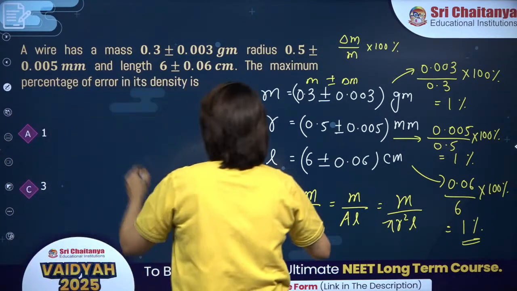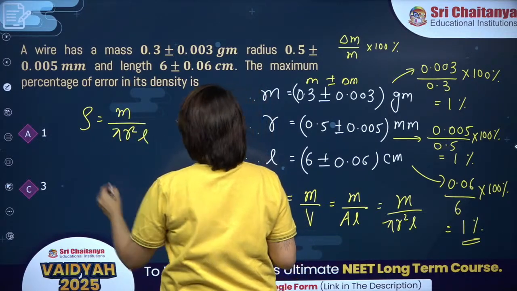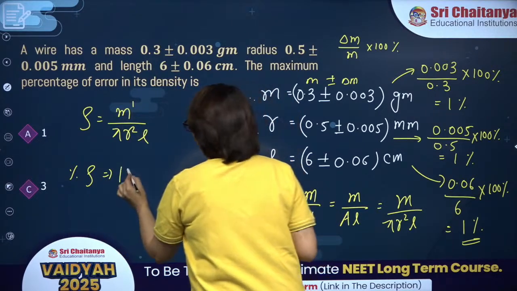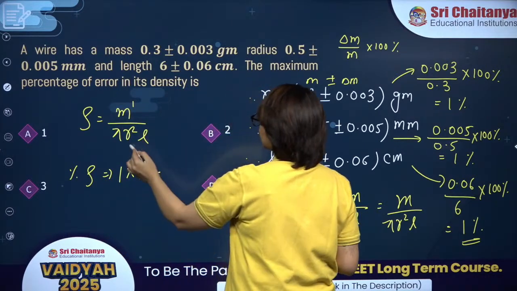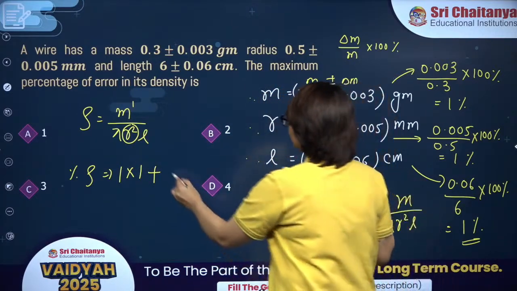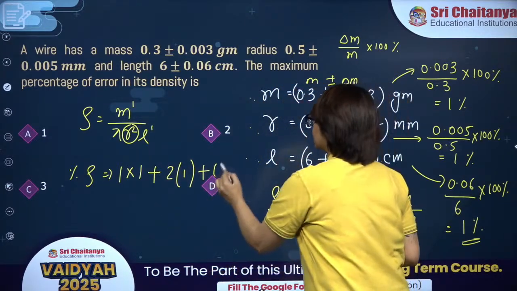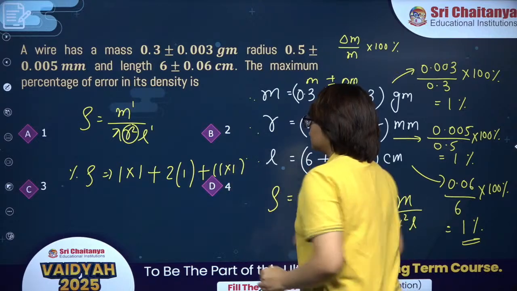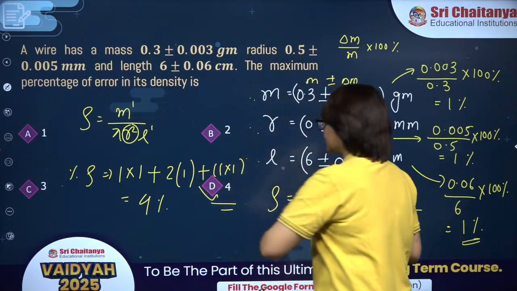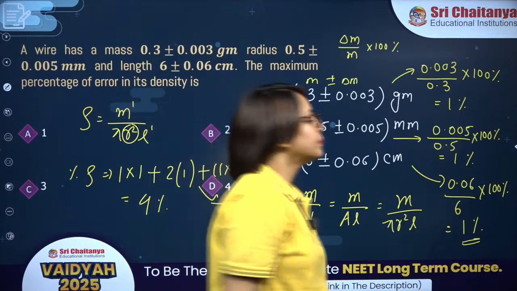Now this is the expression of density, M upon pi R square into L. So percentage error in density is 1 times the percentage error in mass, plus, it is R square, so 2 times the percentage error in radius, plus L to the power 1, so 1 times the percentage error in length. So it will be 1 plus 2 plus 1, which is 4%. So the correct answer is option D. Option D is the correct answer.